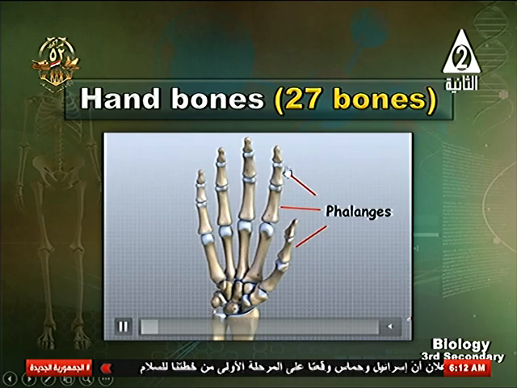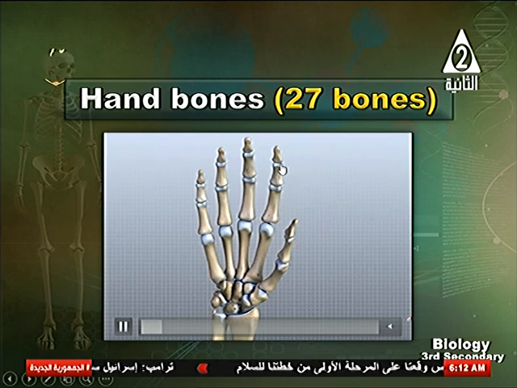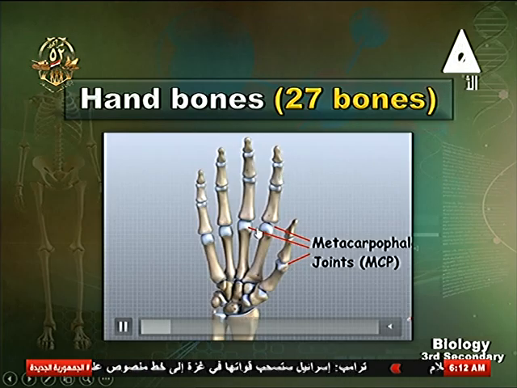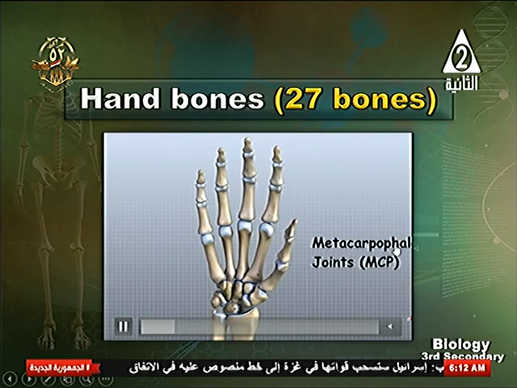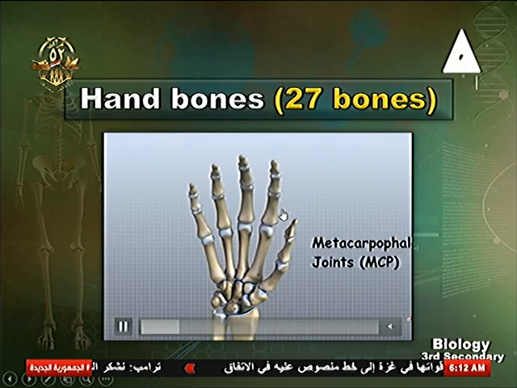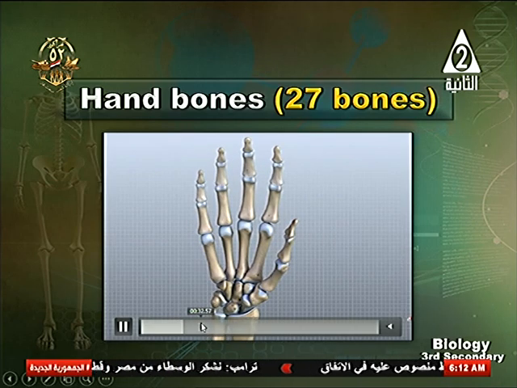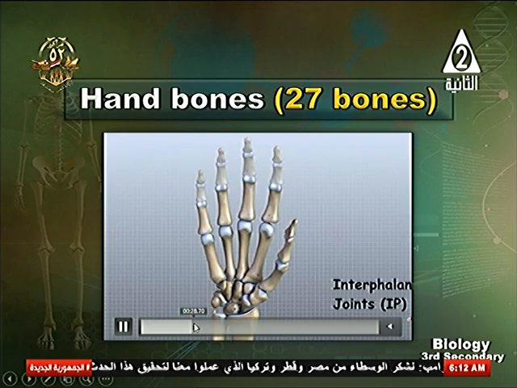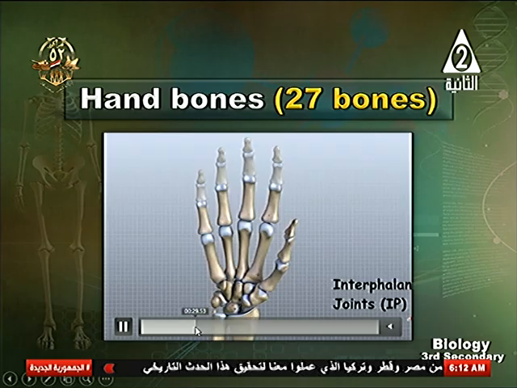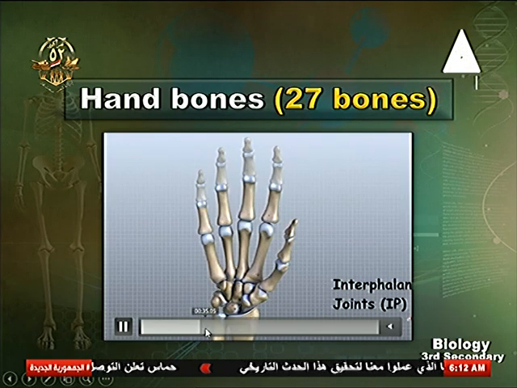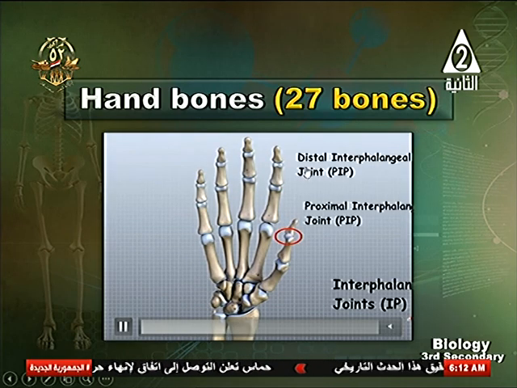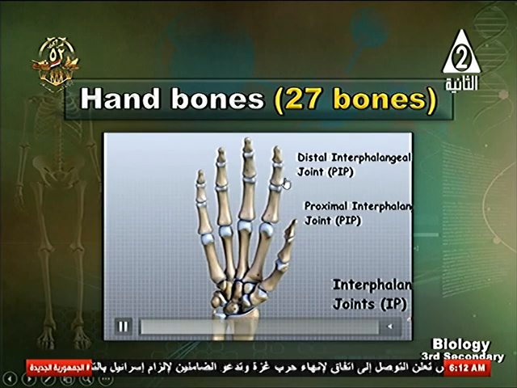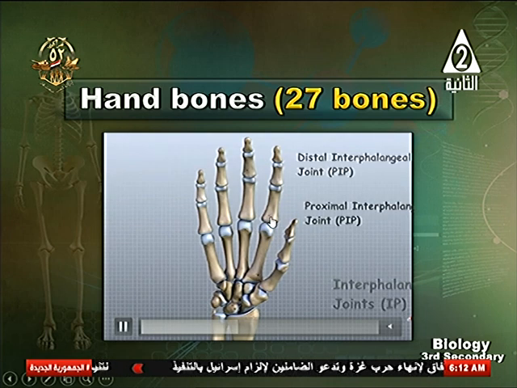Also, between each bone and the other there are joints. Also, ligaments connect the 2 bones together. These are the metacarpophalangeal joints. There are different types of joints between bones, named according to their position. This is the distal interphalangeal joint, and this is the proximal interphalangeal joint. You don't need to keep these names, okay?